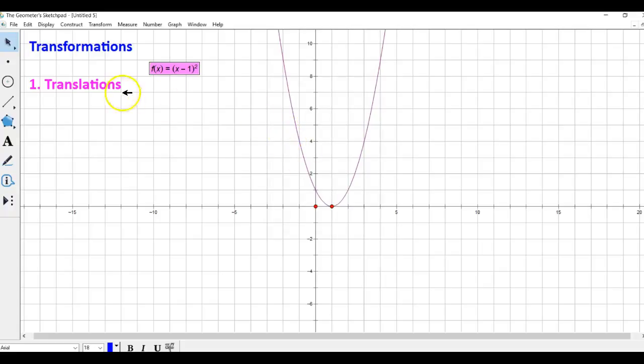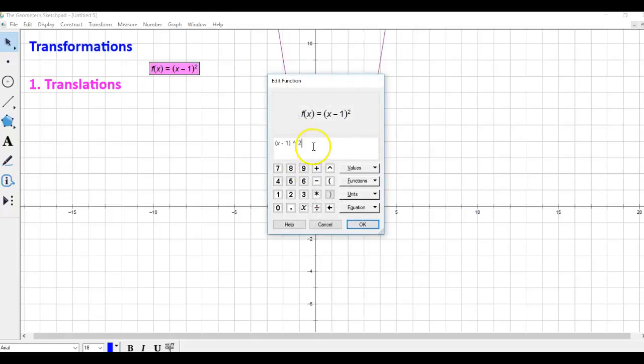Okay, so translations are there as such. They're the 4 translations: up, down, left, right. And the horizontal translations there are what we might call counterintuitive, in that the negative in here moves right 1.